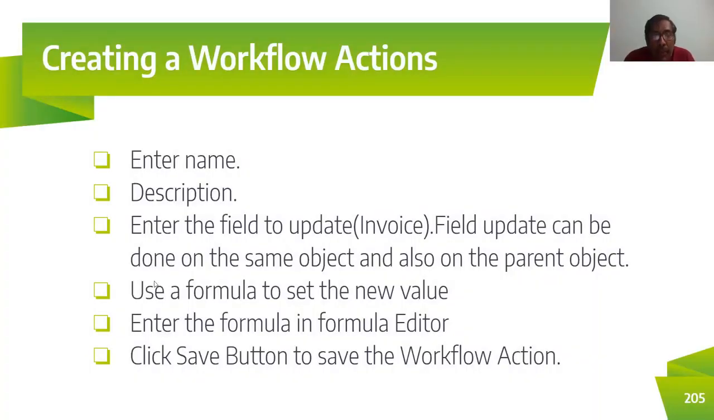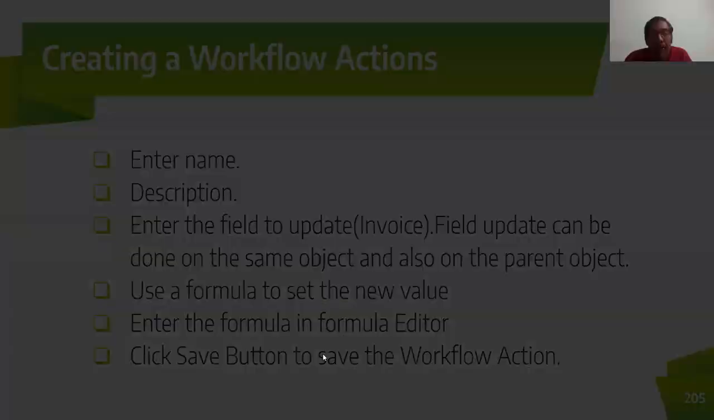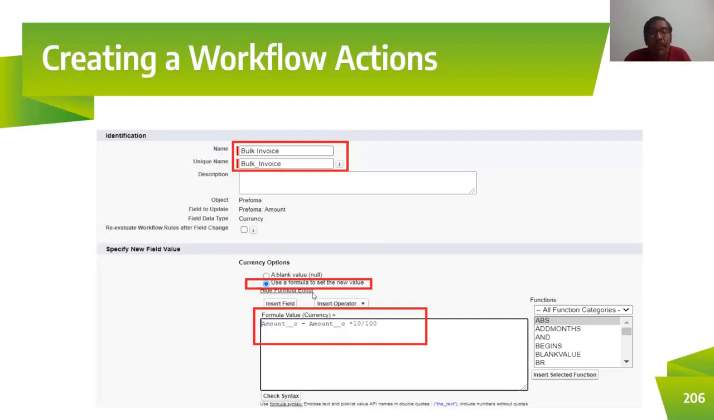Now we're going to enter the name, description, and the field to update. Then use a formula for it, enter the formula, and save. So what happens if it is 12,000? I'm going to use a formula here for the bulk invoice. The formula will be done on the amount. I'm going to calculate the amount, and the same amount I'm going to change here. The formula value here is amount minus amount times a percentage.